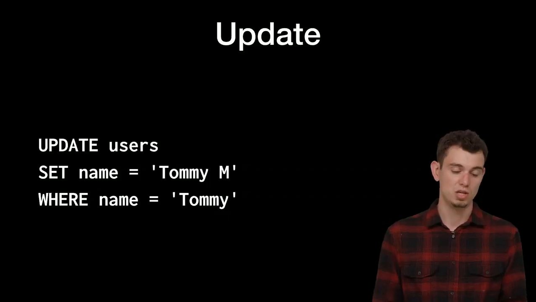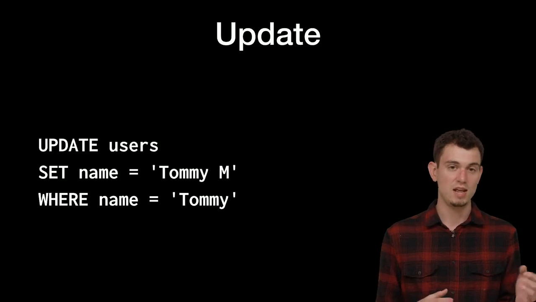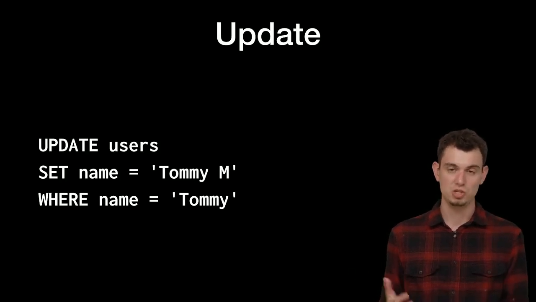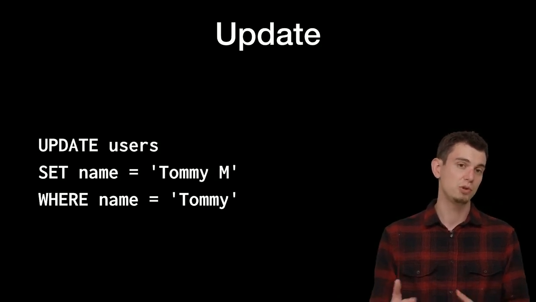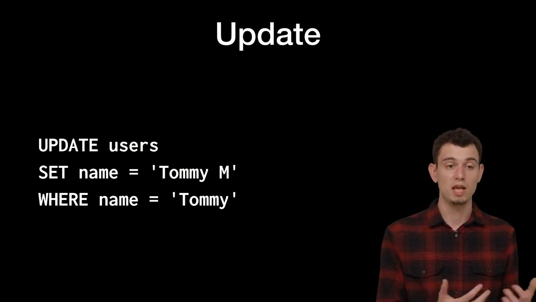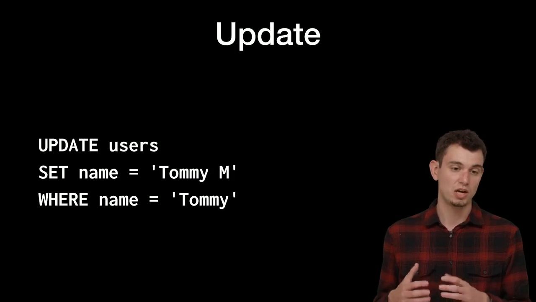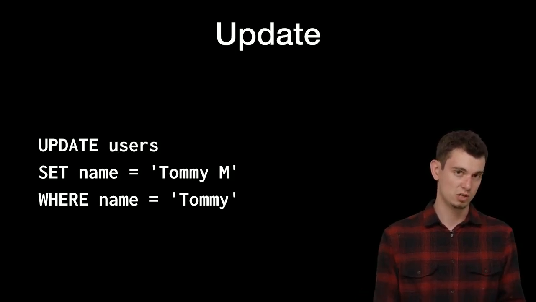We also might want to update rows in our database. So we could say update, followed by the name of that table. We could say set name equals value. So we're going to set the name column. We're going to use a value of Tommy M. And then we'll have another where clause to filter down the rows we want to update. So we can say where the name column is equal to Tommy. Again, this is not going to update all rows. It'll just update the rows where that where clause applies.